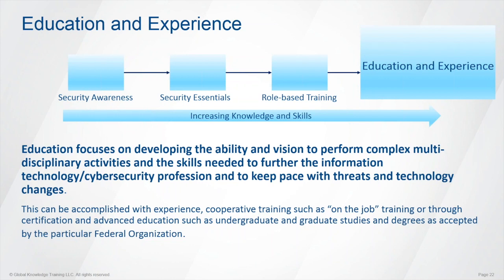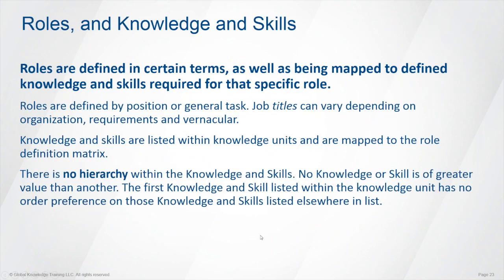Now, I've been using some terms here: roles, knowledge, and skills. So let's dive into that just a little bit. A role is defined in certain terms, and it's mapped to knowledge and skills for that specific role. I'm giving you definitions here that come out of the NIST documents. Roles are defined by the position, what you do, what your tasks are. The title can vary, and we've seen various titles. Some people are called analysts, some people are called engineers. Maybe that doesn't really matter. The role is what it is. It's what you actually do.